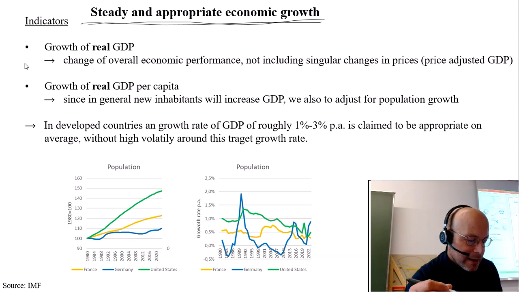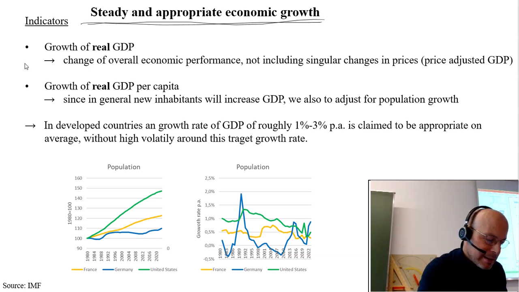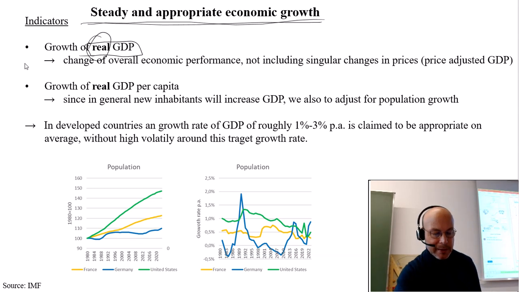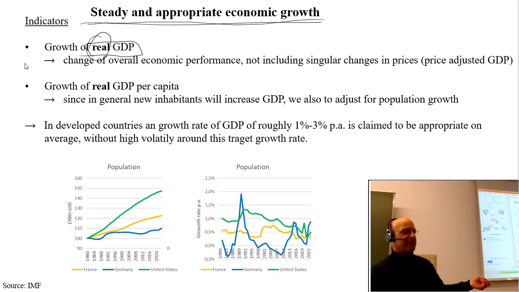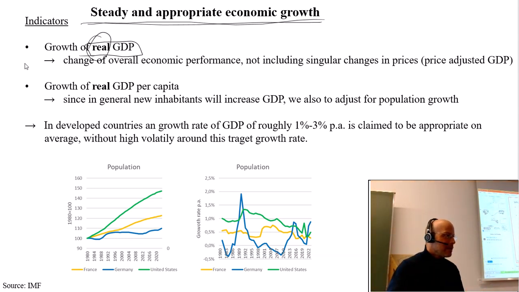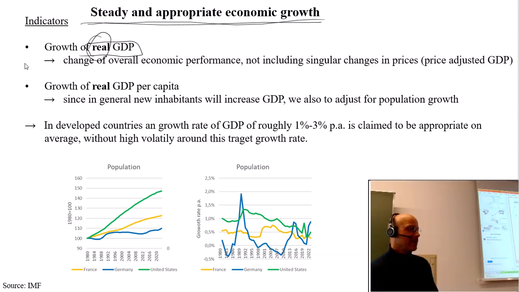And therefore, we are measuring steady and appropriate growth not by the total market value, but we go, and we will go into this a little bit deeper in a minute, to the so-called real GDP. And coming from the nominal concept to the real concept means somehow we want to get rid of the price fluctuations.